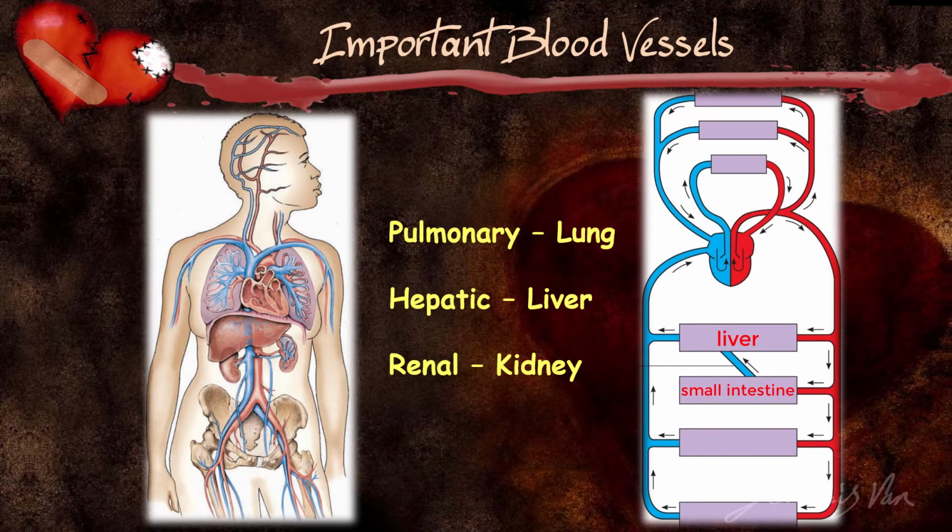Next, we have hepatic, which is referring to the liver. You might be familiar with the term hepatic portal vein. Hepatic portal vein transport blood directly from the small intestine into our liver. So if you look at the diagram carefully, you will see there's no direct connection between the small intestine or any vein from the small intestine to the heart.